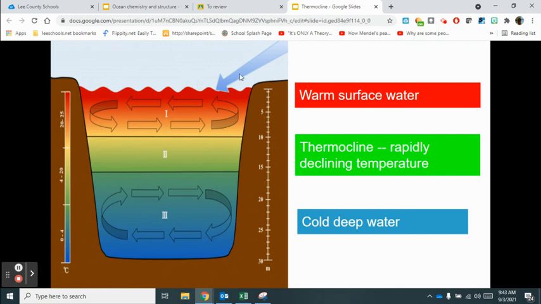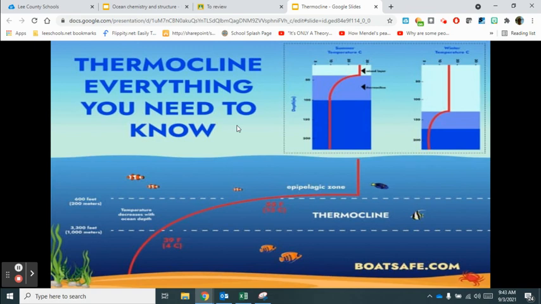Here's another example here. It has warm surface waters up at top. The thermocline is rapidly declining temperature, and down below you have the cold temperature. Thermocline, everything you need to know. So it has the epipelagic zone at the top, the thermocline, and the deep water down here. It's telling you about different temperatures during the summer and during the winter.